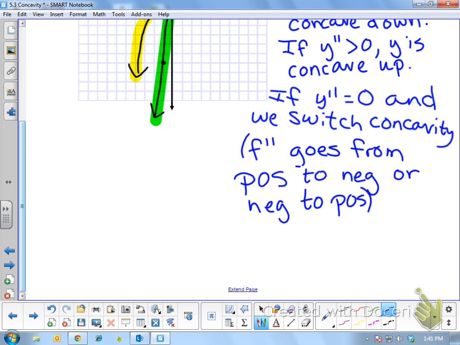So if y double prime equals 0 or does not exist. I always forget that one as well because that doesn't come up as much, but it is a possibility. It's one of those details. So if y double prime equals 0 or does not exist, and we switch concavity, f double prime goes from positive to negative or negative to positive, then we have an inflection point.